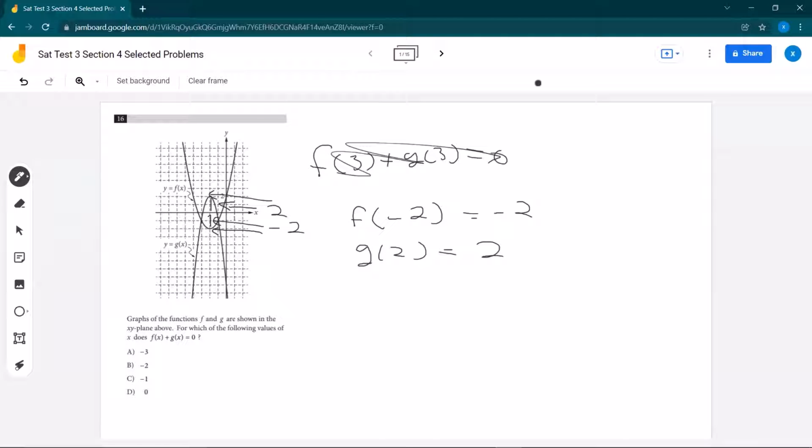So if we were to add together f of -2 and g of -2, we get 0, right? So the key here is observing the graph and noticing that both these heights are opposites, 2 and -2. And since they cancel, all we have to do is find what x value produces both of the heights, respectively. And that turns out to be -2. So the correct answer for 16 is B.